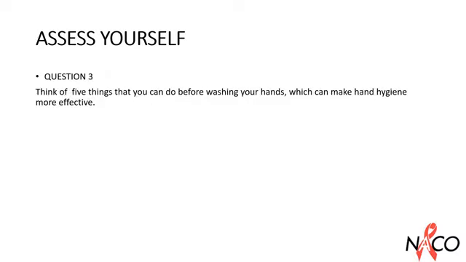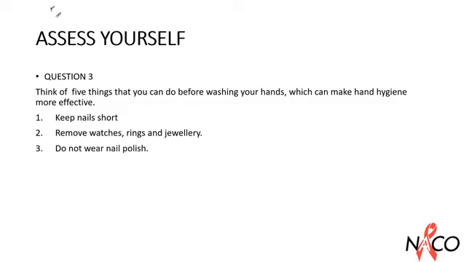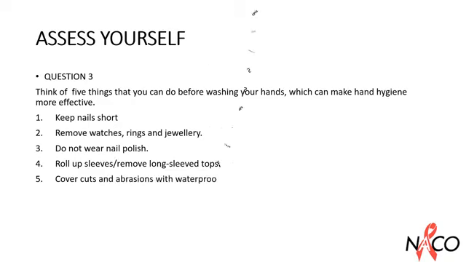Question number 3. Think of 5 things that you can do before washing your hands which can make hand hygiene more effective. Keep your nails as short as possible. Remove watches, rings, and jewelry to make hand hygiene more effective. Do not wear nail polish to work area. Roll up sleeves or remove long sleeved tops when performing hand hygiene. And cover cuts and abrasions with waterproof dressings or band aid.